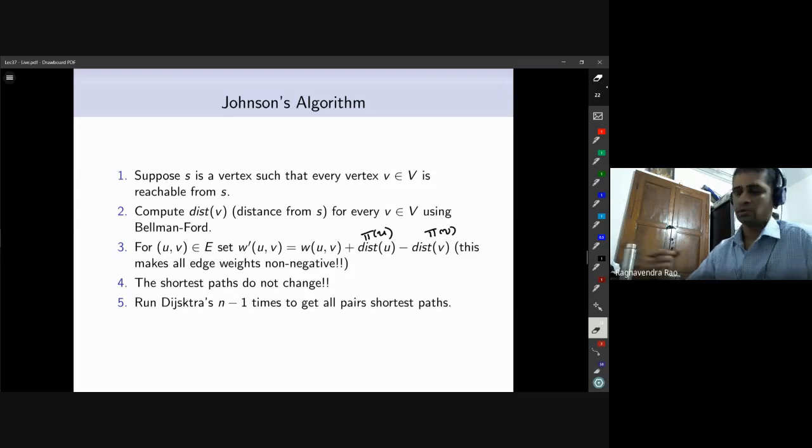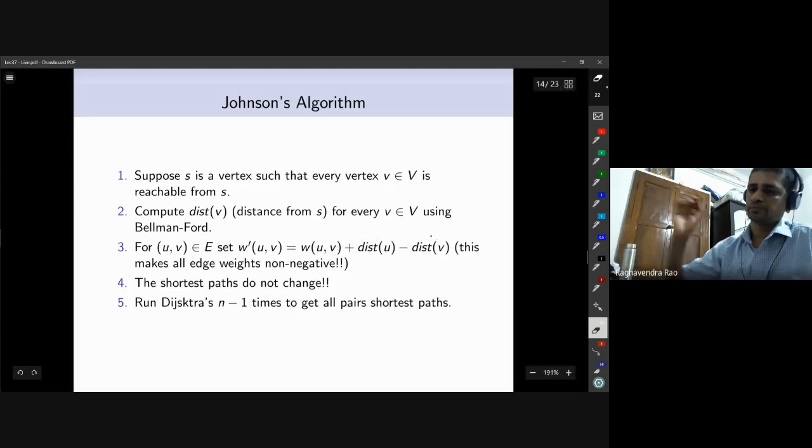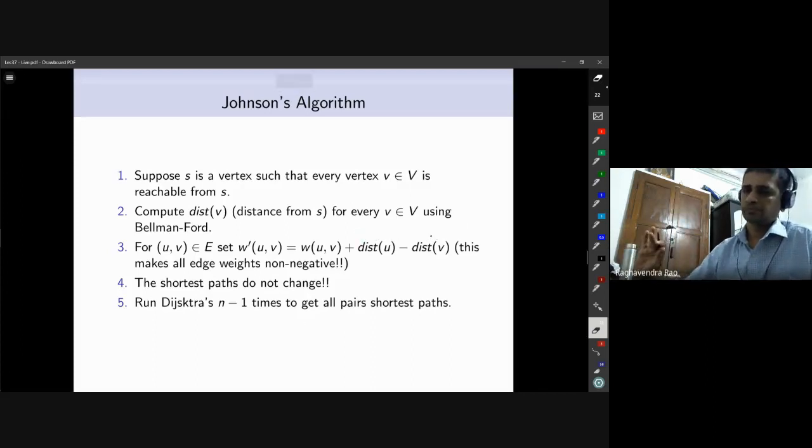See, otherwise, one of you had suggested something about equations, right? It gets complicated. Then you'll have to come up with a solution. So here you don't do anything. You just run Bellman-Ford once. That's it. Instead of running Bellman-Ford n times, you run Bellman-Ford only once, and then for the remaining n-1 times, you can use Dijkstra. Yeah? Is the idea clear to everyone?